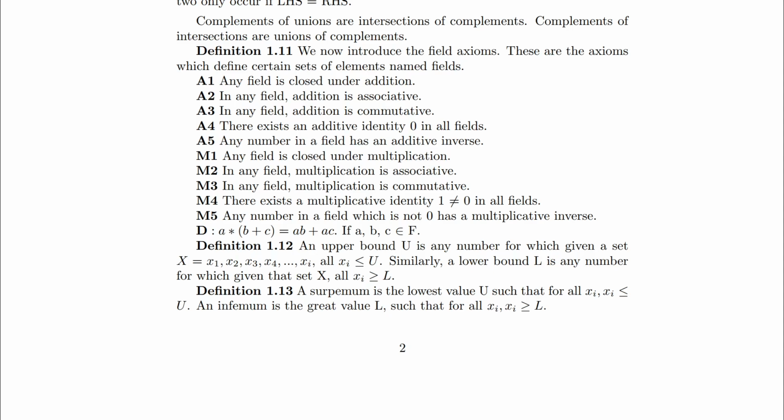The first multiplicative axiom is basically the same, but for multiplication: any field is closed under multiplication. Second one, in any field, multiplication is associative. The third one, in any field, multiplication is commutative. The fourth one, there exists a multiplicative identity, one, which is not 0 in all fields.